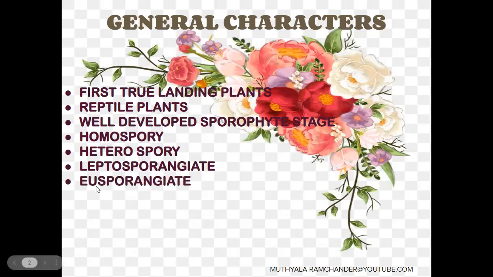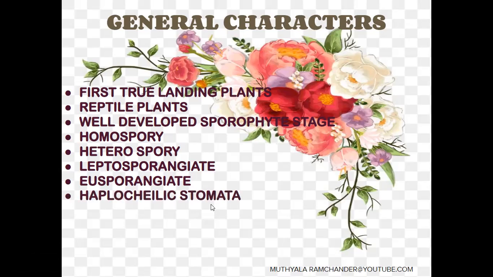Next character is eusporangiate. Eusporangiate means during asexual reproduction by the sporophyte, the sporangium develops from more than one mother cell. A sporangium developed from more than one mother cell is called eusporangiate.